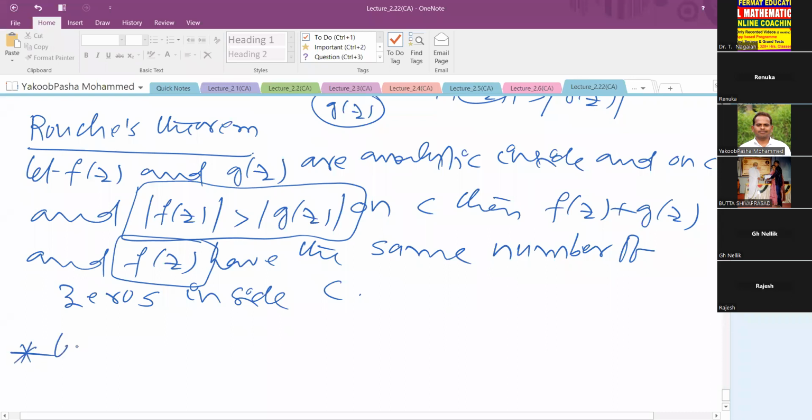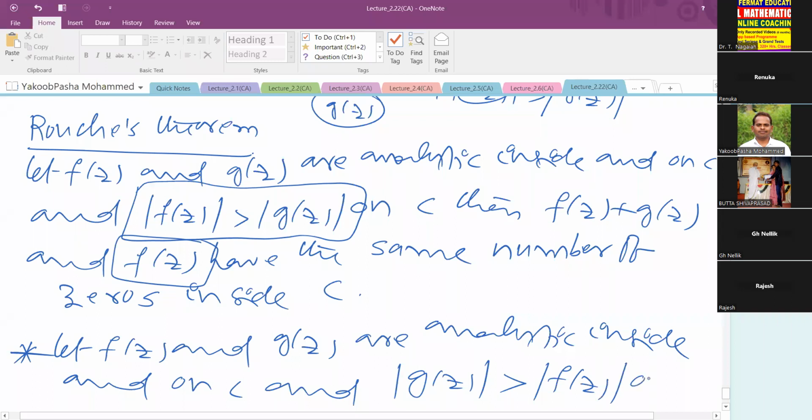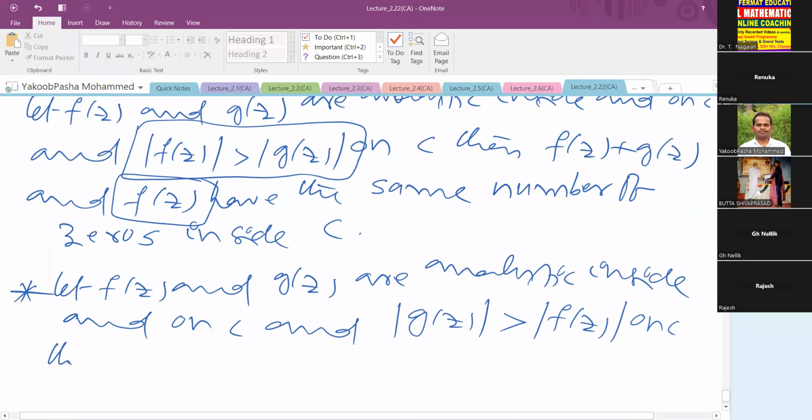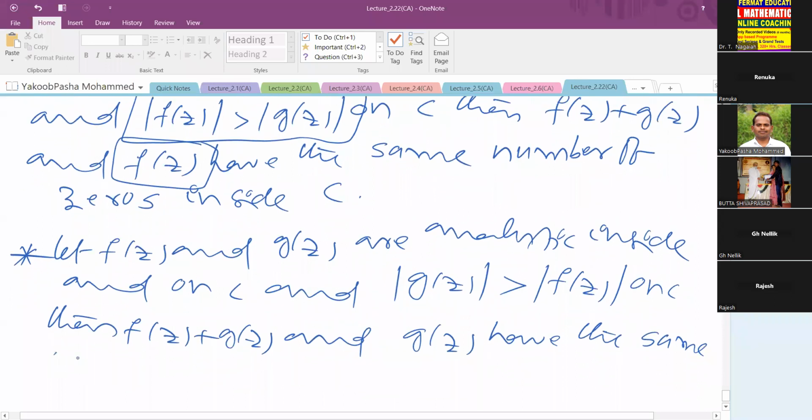Another statement: let f of z and g of z be analytic inside and on C, and also modulus of g of z is greater than modulus of f of z on C. Then f of z plus g of z and g of z have the same number of zeros inside C.